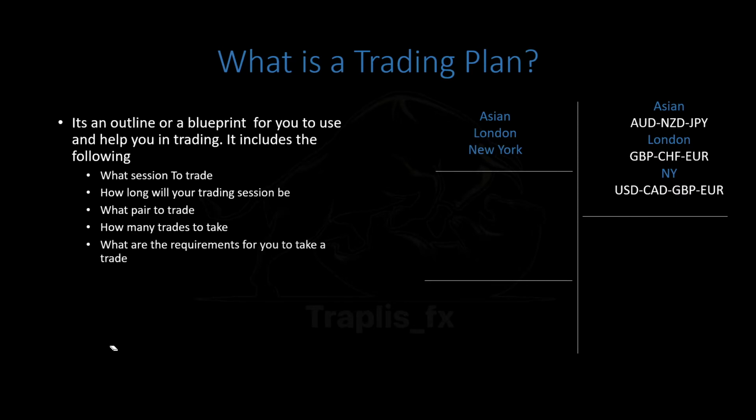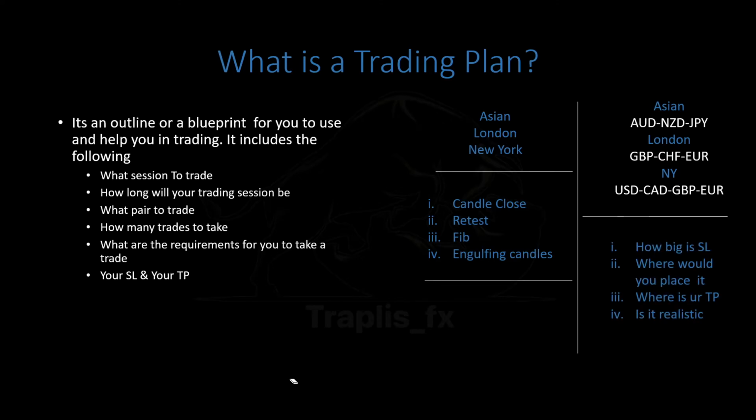Then we have what are the requirements for you to take a trade? Let's say you have a setup that you want to trade and it's good. What are the requirements for it to trade? Basically it's like confirmations. You need to know, are candles closing, retest, Fibonacci, engulfing candles, whatever it is, that should be a requirement for you to take a trade. If these things are not met, then the trade is not good for you to take. That's something you should know also. Then we have your stop loss and your TP.